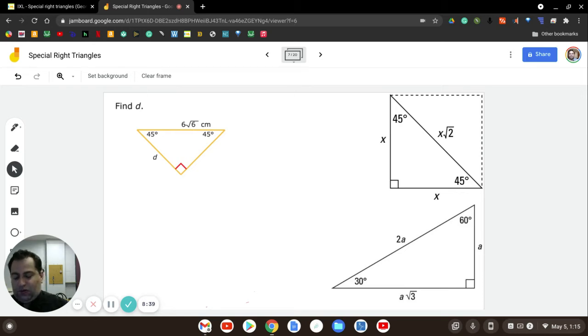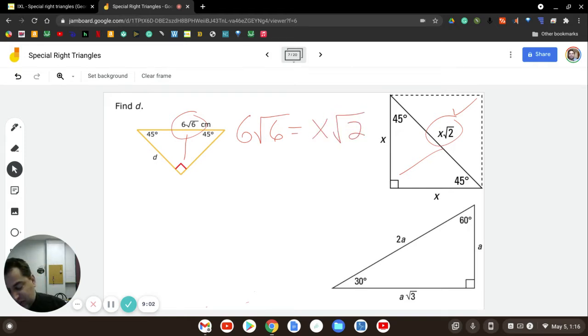All right, now we're on a roll. We have another 45, 45, 90 triangle. I can see here that opposite the 90-degree angle, I have 6 square root of 6. Opposite the 90-degree angle, I have x square root of 2. So I know that 6 square root of 6 is equal to x square root of 2.